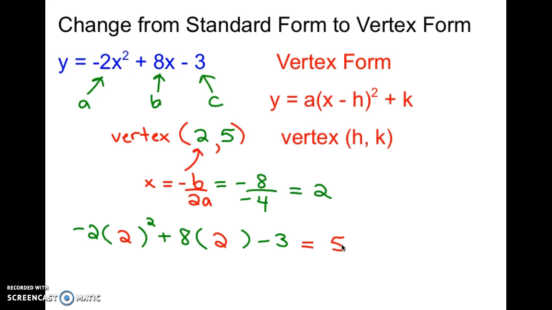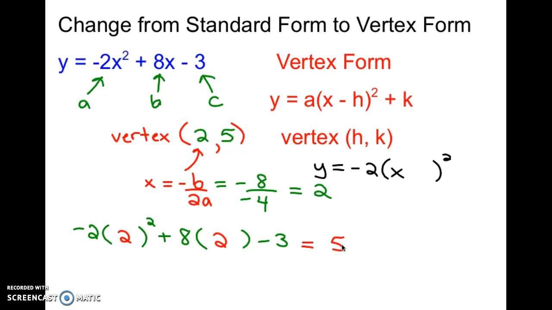Once you've done that, you've actually done all the work to write it in vertex form. So I'll write this in black up here underneath, and write the vertex form. So it's y equals, a goes in front of the parentheses. Your a in the original problem was -2, so I keep the same a. Just writing the form out.